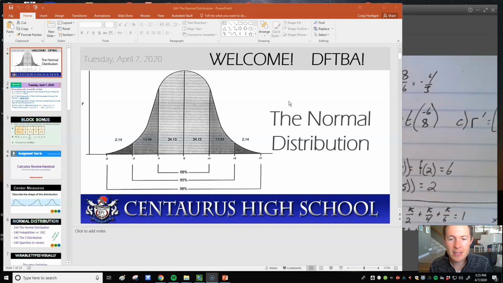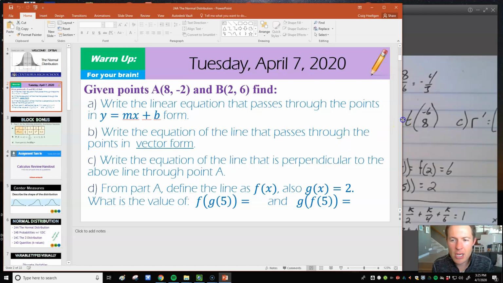More specifically, this is the probability of continuous variables. Last time we looked at discrete variables. Here we're finally going to move on to continuous. All right, to begin, please do try the warm-up. Pause the screen, give it a shot.